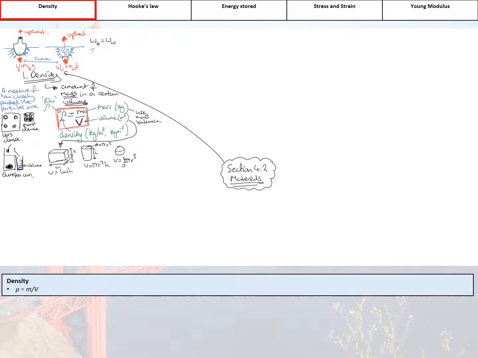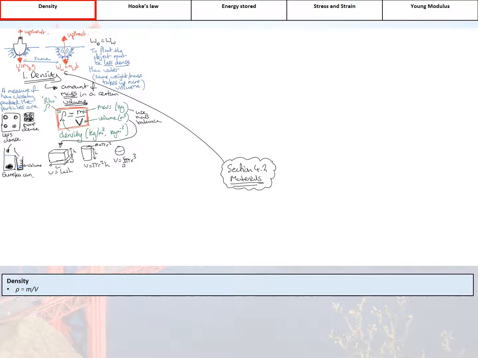So to float, the object must be less dense than water. In other words, same weight or mass takes up more volume. If it took up less volume, then the water would kind of rush in over the top and it would sink. If it takes up more volume, there must be a little bit of that volume sticking above the water, and that's why it floats.